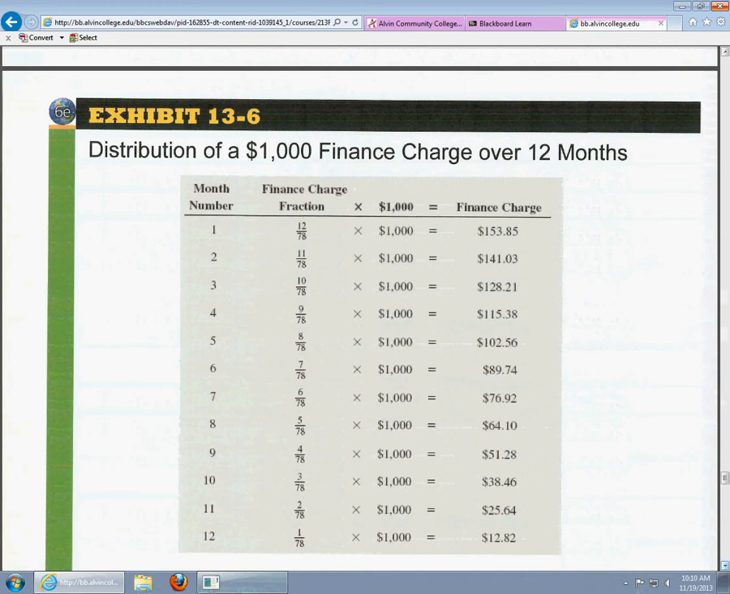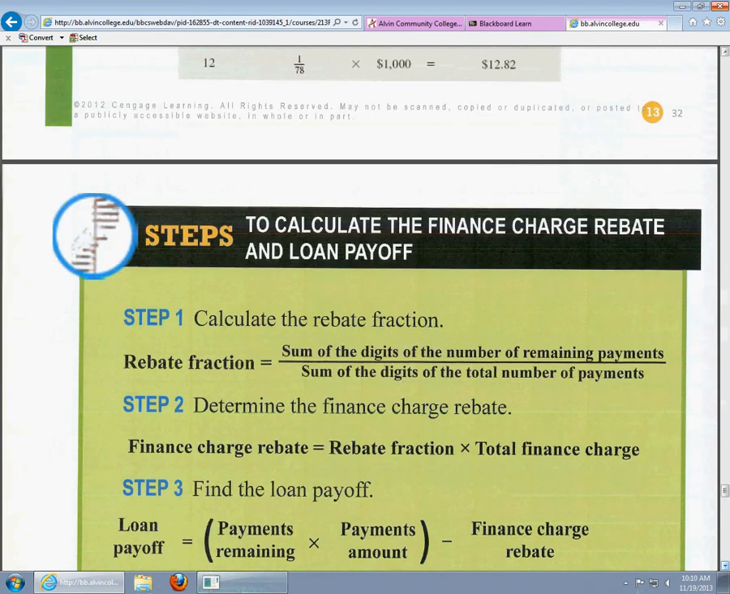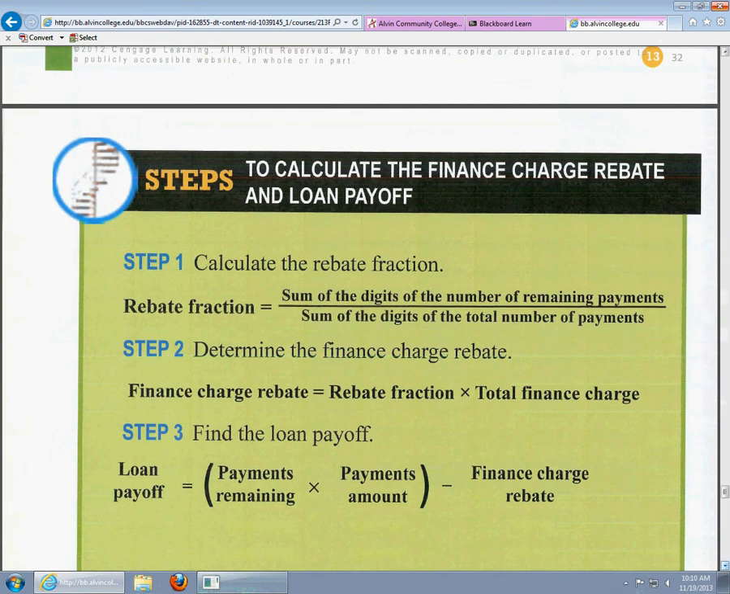To calculate the finance charge rebate and loan payoff, this is at the bottom of page 435. Step 1 is to calculate the rebate fraction, and it's the sum of the digits of the number of remaining payments divided by the sum of the digits of the total number of payments. And there's a formula, so you don't have to go through and add. If it's a 30-year note, there's a formula to do that for you.